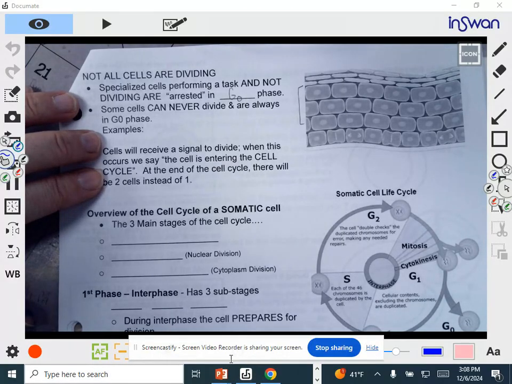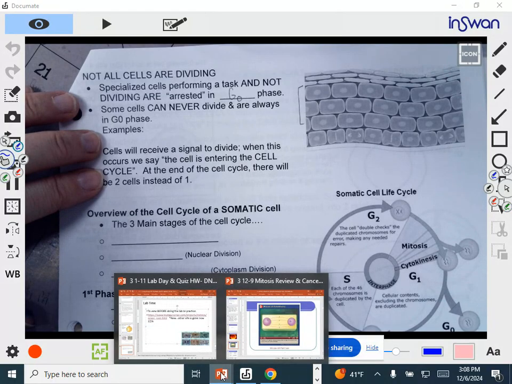So, for example, let's see if I can pull this up real quick. Actually, I don't have it open yet, so I'm going to forego that.